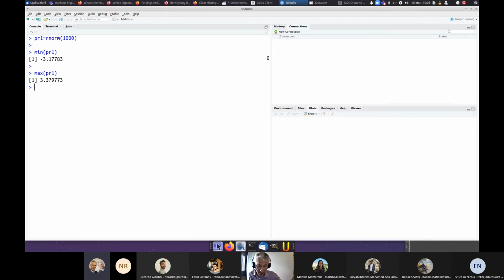If you don't understand what standard deviation is, let's forget it. What I just want you to get from here is the range, okay? So our numbers are varying from minus 3.17, and the max is 3.37. What is the average? Let's compute the average. Mean of PR1. It's around 0.